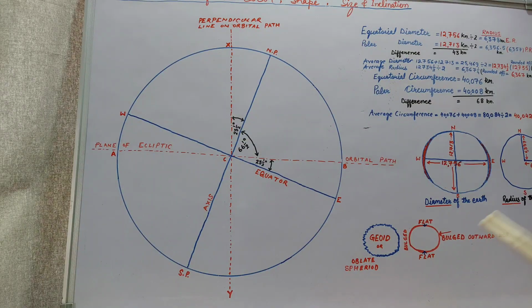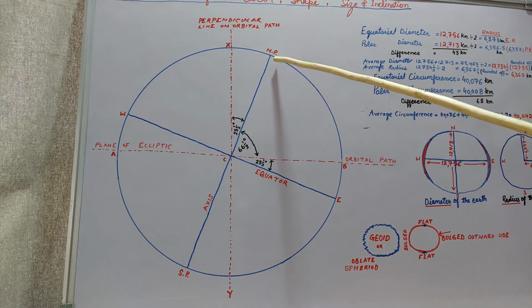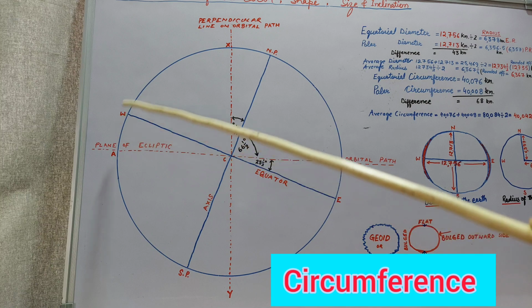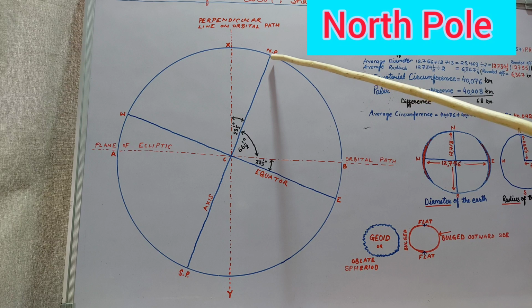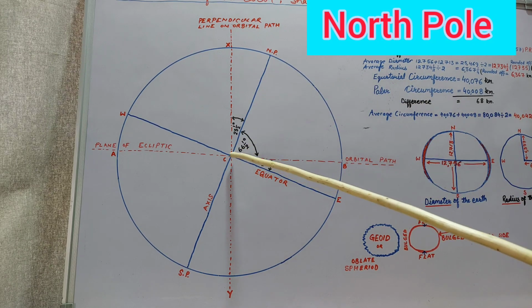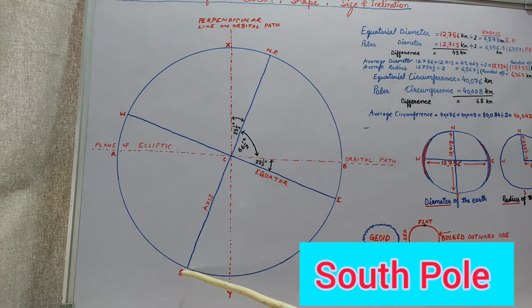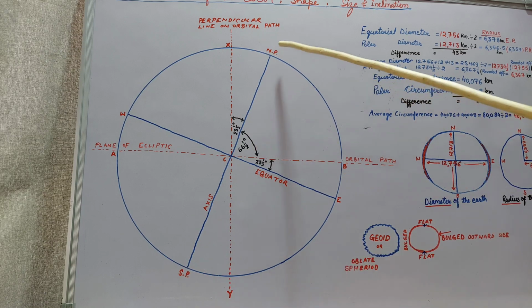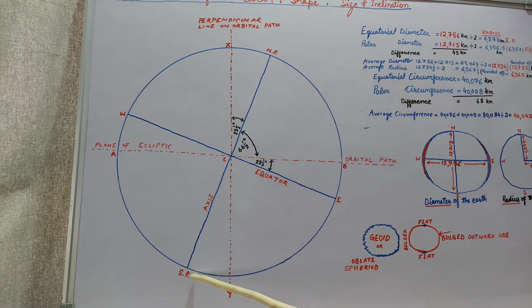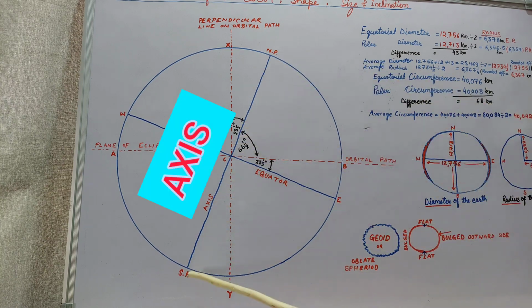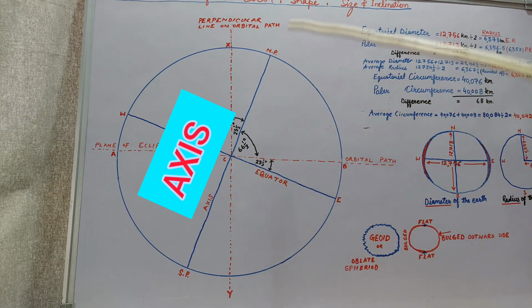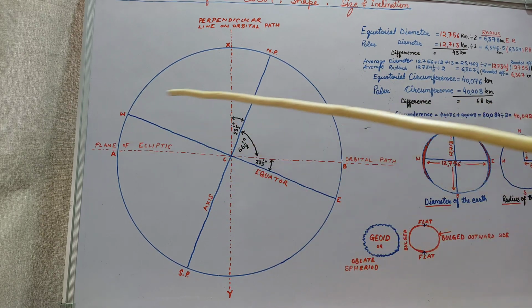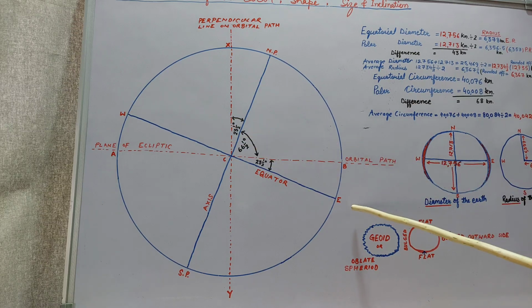Here I have drawn a diagram of the earth. First of all, this is the circumference of the earth, this point is the north pole, this is the center of the earth, and this is the south pole. I have written NP for the north pole and SP for the south pole. This line is known as the axis, the line on which the earth continuously rotates from west to east.